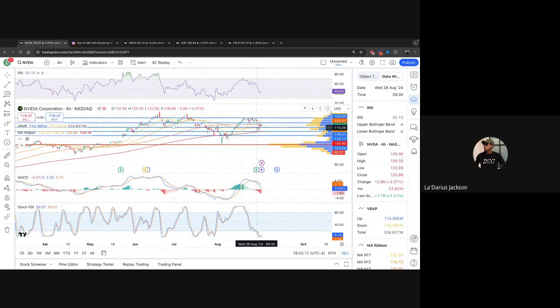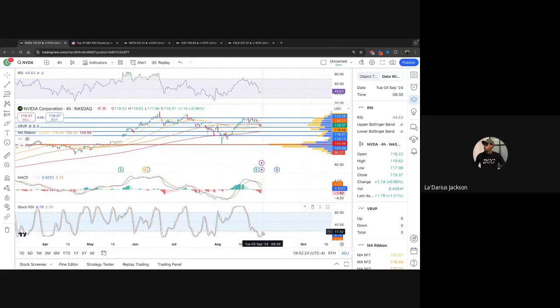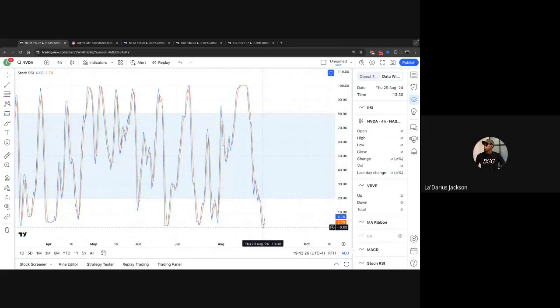So again, looking at the 4-hour, we already took care of this. Let's look at the MACD. The MACD, we have a MACD crossover to the downside. Of course, that one's easy. And then if we look at the stochastics, it already hit 0 on the 4-hour. It's trying to come back up.